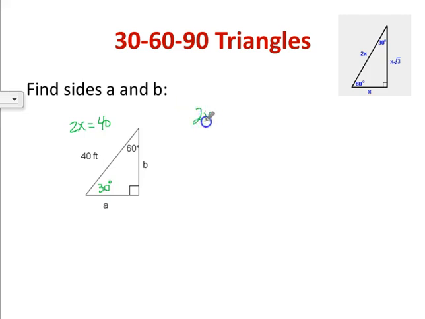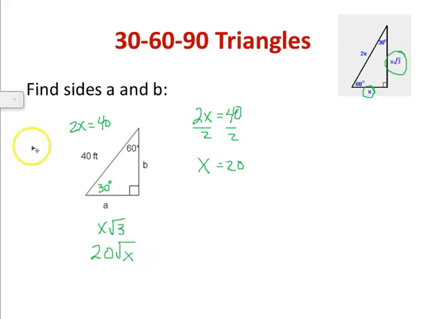So what I like to do is just set my equation 2x equals the given side, and then I'm going to solve for x, because once I know x, I can plug it into the other missing sides with the patterns that occur. So divide each side by 2, and I get x equals 20. That means that the side between the 30 and 90 degree angle has to be x radical 3. I know x is 20, so it's 20 times radical 3.